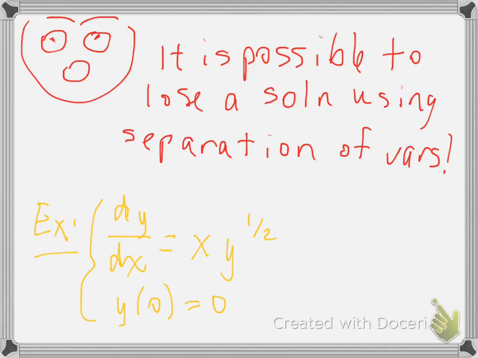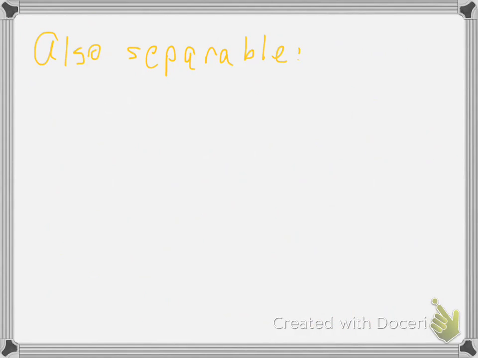Let's take the differential equation dy/dx equals x times y to the 1/2 with initial condition y of 0 equals 0. So right away you should be able to see that there is one solution, y equals 0, the constant solution. That's a solution to this initial value problem. What you might also notice is that this differential equation is separable. So we can solve it using separation of variables.